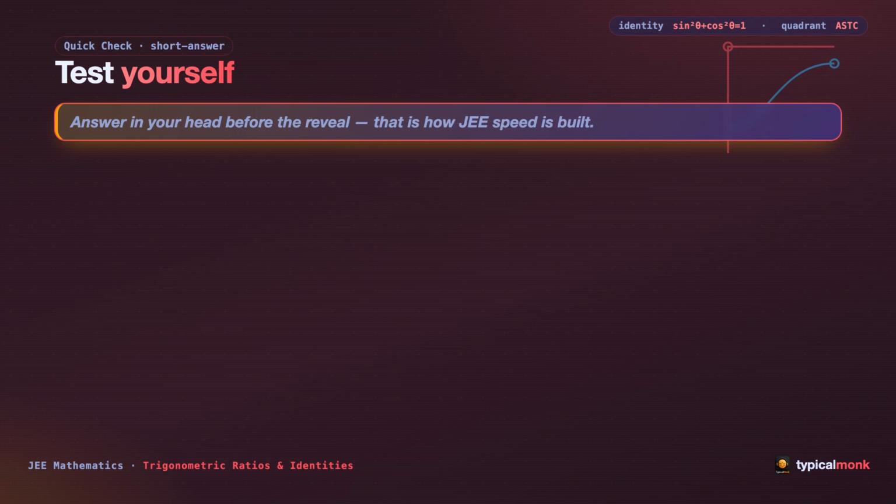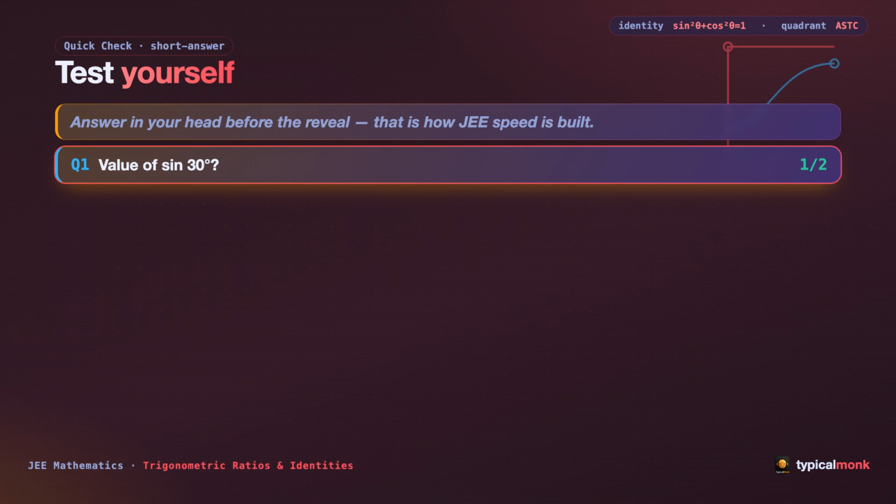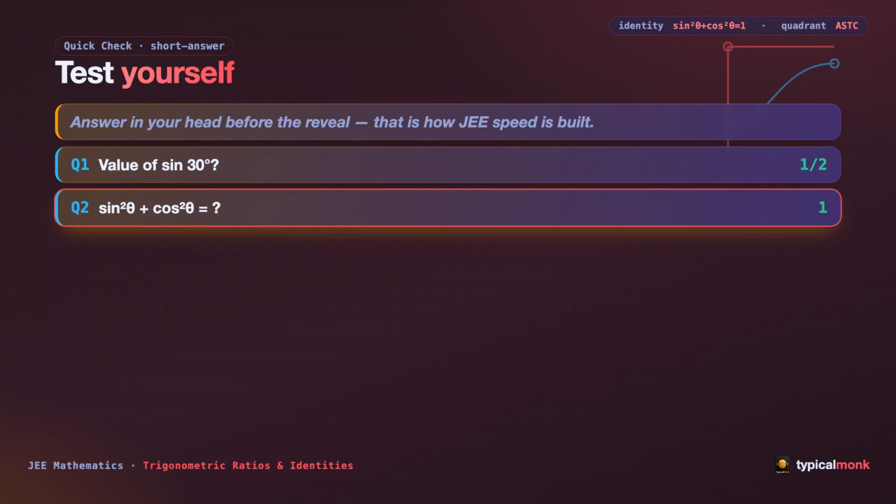Time to test yourself, rapid fire. Here is the rule. I ask, you answer in your head before the reveal. No pen, no paper, just the ideas you built today. Question 1. What is the value of sine 30 degrees? 1/2. Question 2. Sine square theta plus cosine square theta equals what?